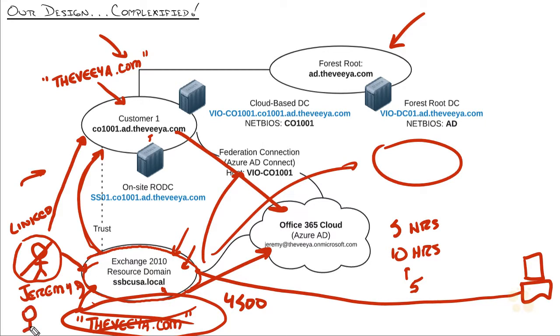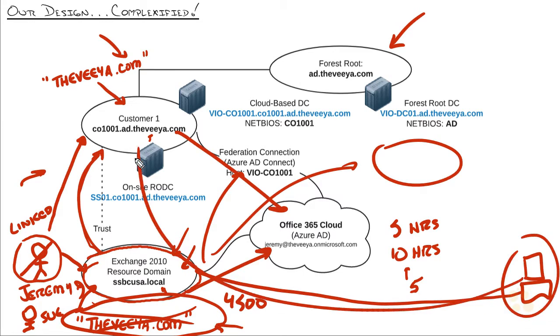So let's just say an account down here, let's just say Sue at thevia.com, still worked even though we removed that UPN suffix from the domain. Once that happened, the authentication requests did pass through, the linked account started working, and thus the federation could move forward.